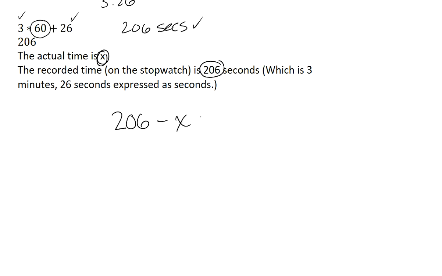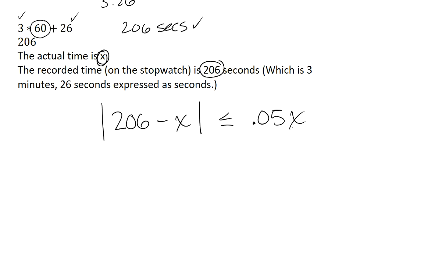If I look at the difference between those and take the absolute value, I don't know if it's a positive number or a negative number. It could be that the difference was positive or negative depending on if my actual time was longer or shorter than the 206 seconds. But I know that that error, that amount that it's off, is less than or equal to 5% of my actual time.